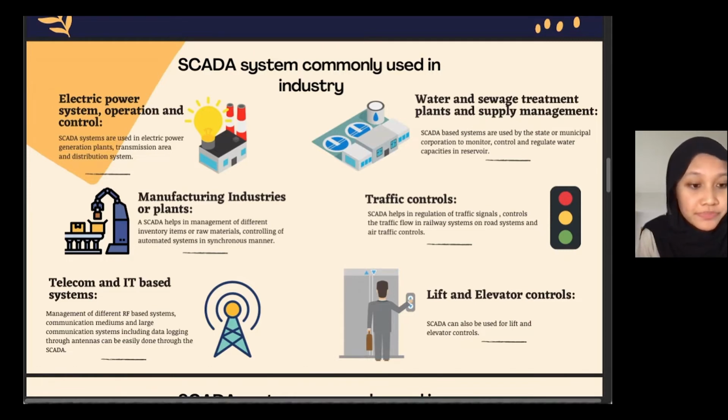And traffic control. SCADA helps in regulating traffic signals, controlling the traffic load flow in railway systems, on-road systems, and air traffic control. And the next point is lift and elevator control. SCADA also can be used for lift and elevator controls.